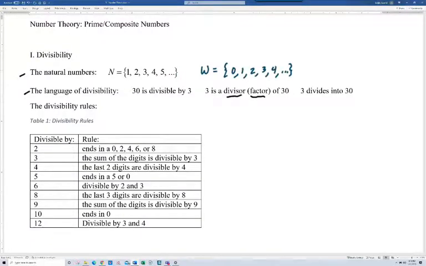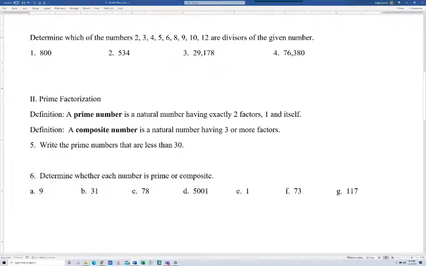Oops, I forgot to write out, I wanted to mention the whole numbers, which are the same as the natural numbers, except they include 0. All right, let's move on. So in this problem, we have 4 numbers, and we're going to check to see if they're divisible by 2, 3, 4, 5, 6, 8, 9, 10, and 12.